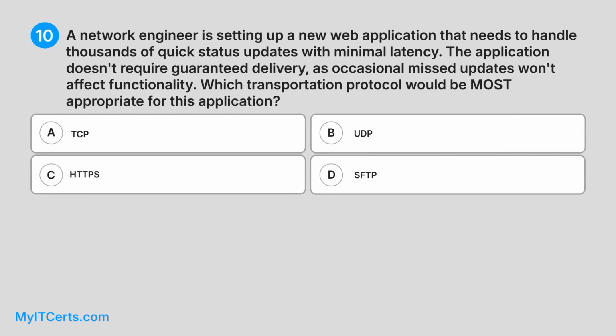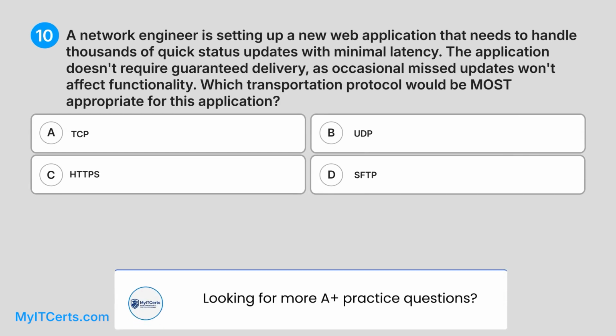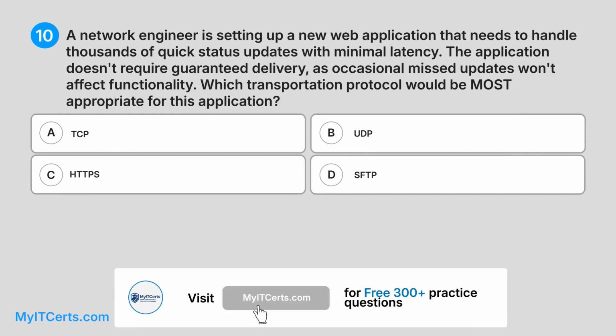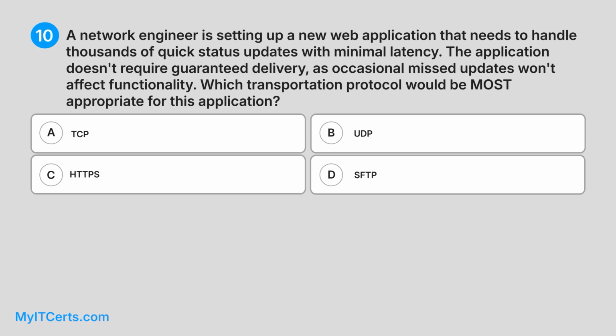10. A network engineer is setting up a new web application that needs to handle thousands of quick status updates with minimal latency. The application doesn't require guaranteed delivery, as occasional missed updates won't affect functionality. Which transportation protocol would be most appropriate for this application? A. TCP. B. UDP. C. HTTPS. D. SFTP. Do you know the answer?